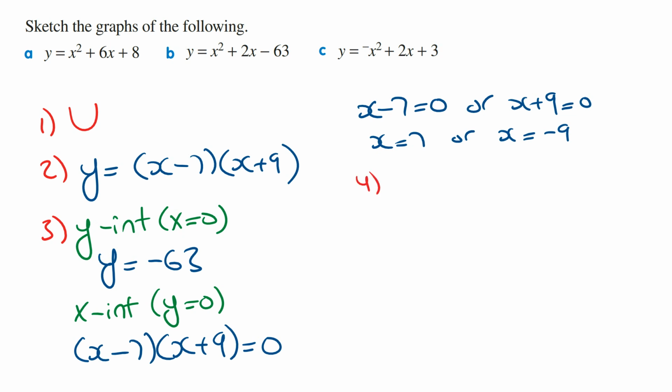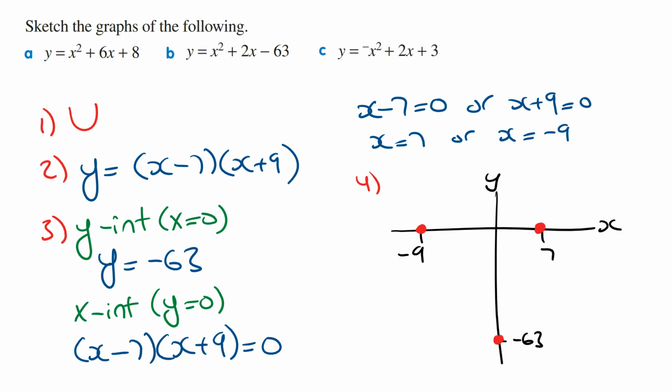And the last step is to label these on the axes and then sketch a positive parabola. And so drawing the axes, we're marking the x and y intercepts and then sketching a positive parabola passing through these points.